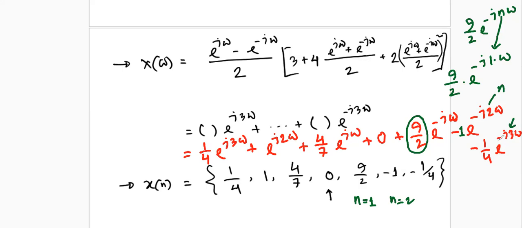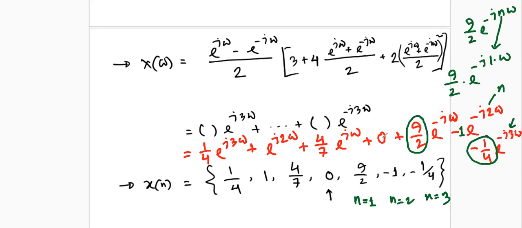The value of n is equal to minus 3, because we have minus j3. Sorry, the value of n is equal to 3. So this is for n equals 3. And what is the value? The value is minus 1/4. So we are putting it like that.